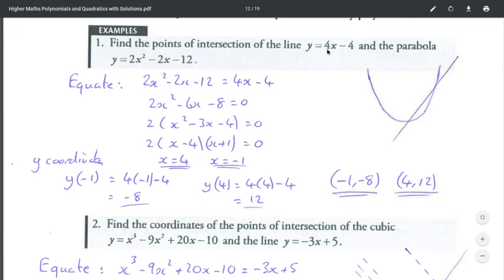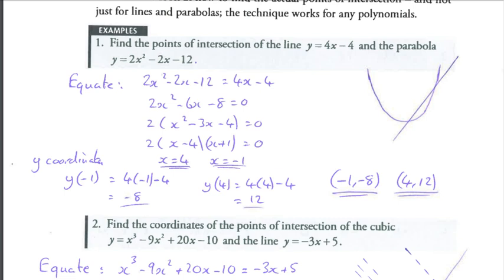So I've got a straight line with a positive gradient, and I've got a parabola with a positive coefficient of x squared, so I know it'll be a smiley face parabola. So how do I find these points? Well, we equate the curves.